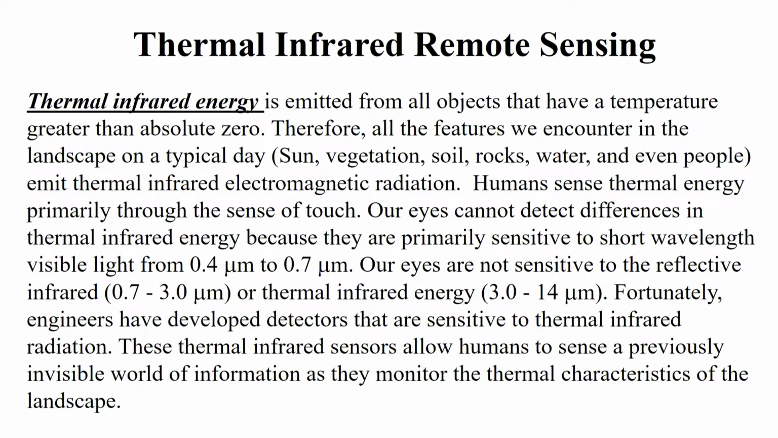If we talk about the landscape, we have different features, planetary objects, as well as Earth surface features like vegetation, soil, rock and water. They all emit thermal infrared. Our eyes are not sensitive to thermal infrared, but sensors can be designed to detect it, because human eyes are mainly sensitive to the visible range, 0.4 micrometer to 0.7 micrometer.